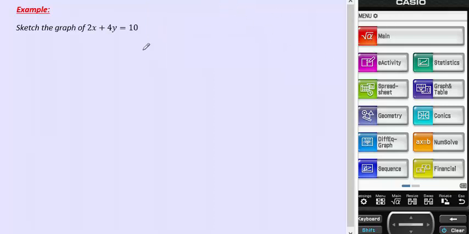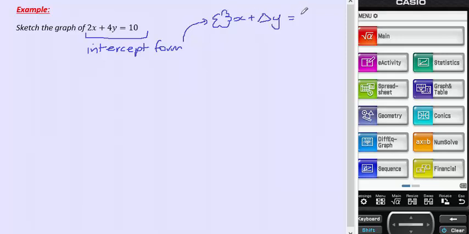This question is asking us to sketch a graph, and you'll notice the equation of the graph is given to us in what's called intercept form. That's the form where it says something x plus something y equals something. And you'll find out now why it's called intercept form: it's much easier to sketch a graph if the equation is given to you like this, by finding the x and y intercepts.